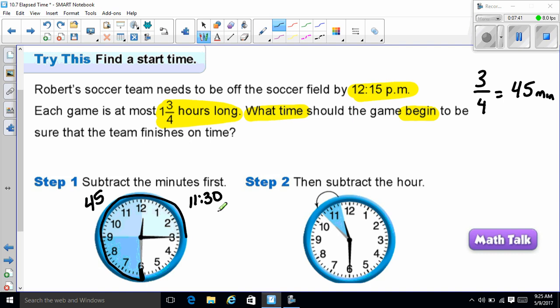Then I want to go back 1 hour. So that was 12:15, and here I am at 11:30. I want to go back an hour. That's going to put me at 10:30. And so my answer is 10:30 a.m.